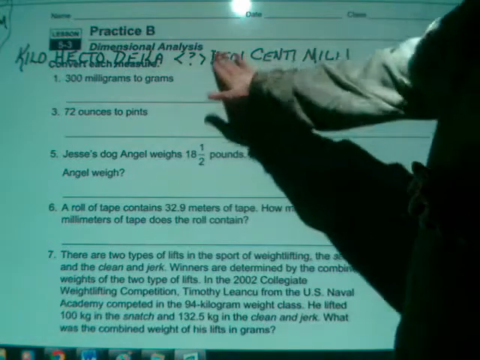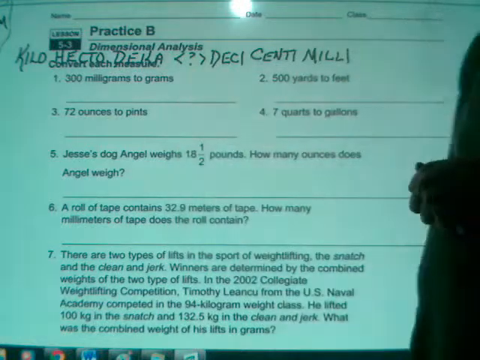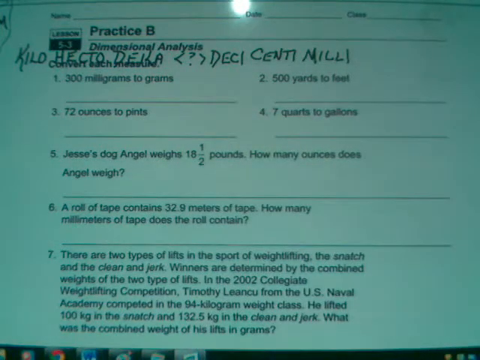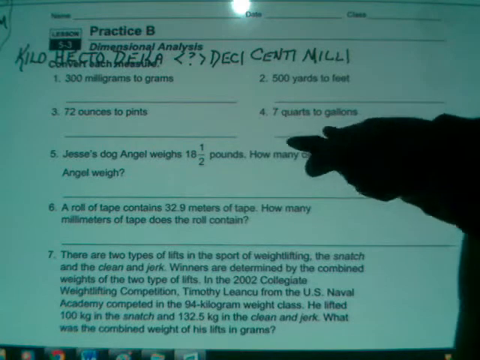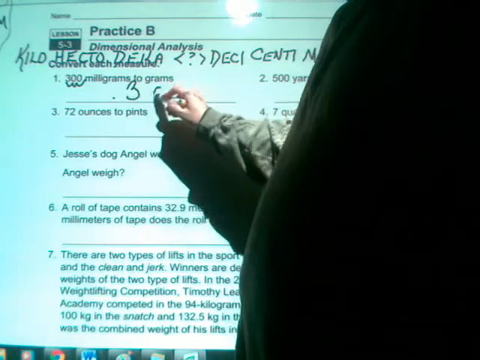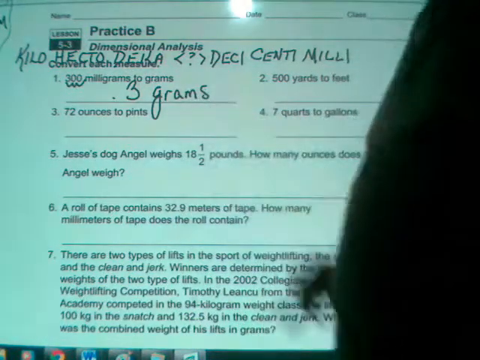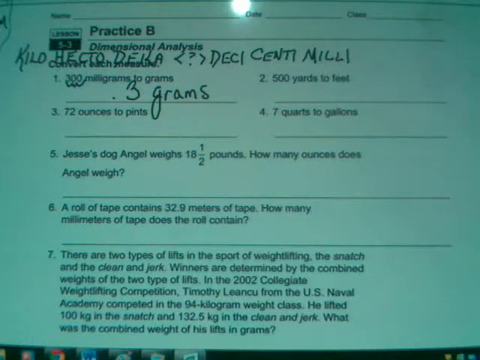Well, that's 1, 2, 3 jumps to the left of my chart. And remember, however many jumps it is and in what direction is the same thing we do to the decimal. So I'm going to move my decimal 3 times to the left as well. 1, 2, 3 to the left, and I end up with 0.3 grams. And that's the only question we'll be able to get away with that on. For everything else, we're going to have to make a T-chart and solve accordingly.